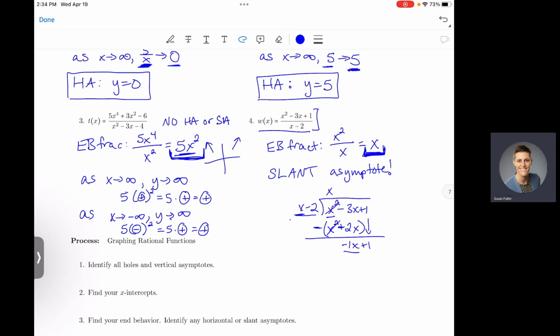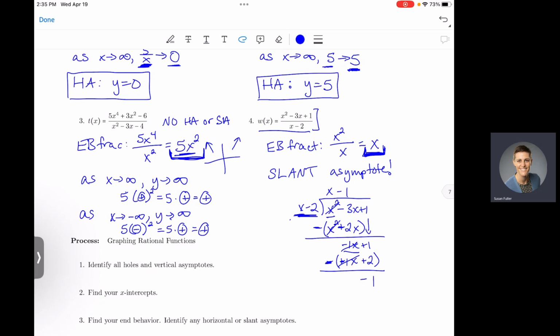My leading term inside is negative 1x divided by my leading term outside, which is x. Negative 1x divided by x is negative 1, so that's what comes up here. I'm going to take that negative 1 and multiply by my whole divisor, and when I do that, I get negative 1x plus 2, because I distribute that negative 1, and then I'm going to subtract that whole thing. Negative 1x minus a negative 1x becomes negative 1x plus 1x. Those cancel. And 1 minus 2 is negative 1.